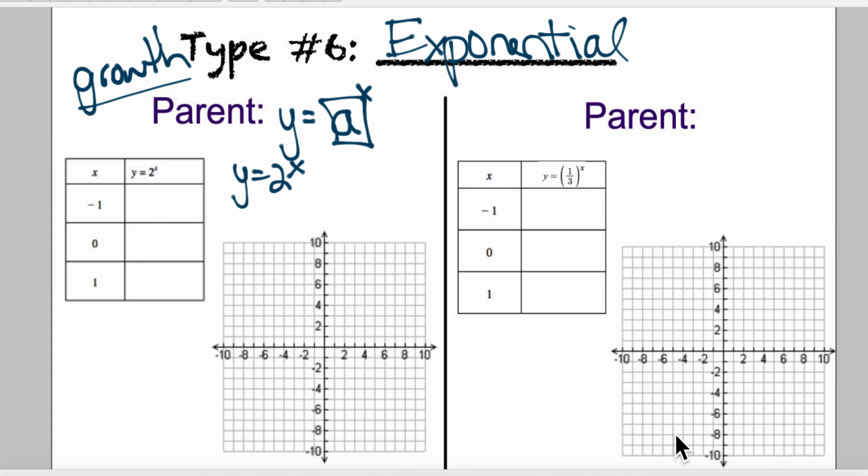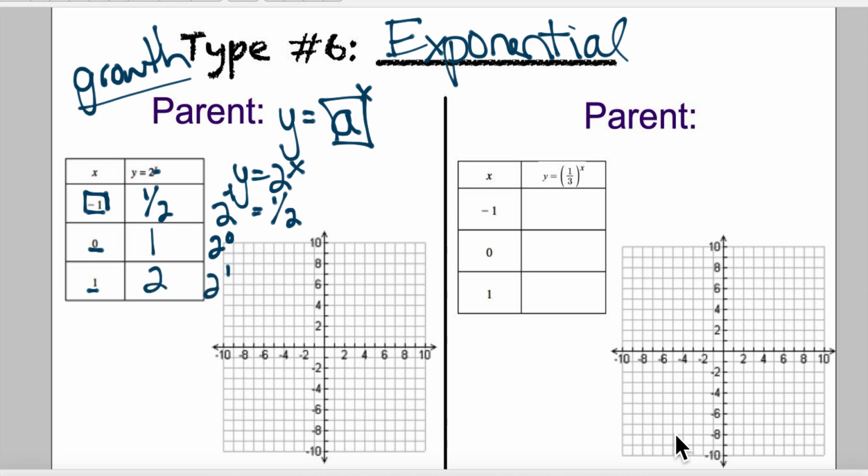So again, if I plugged in negative 1 for x, that would be 2 to the power of negative 1, which is the same thing as 1 over 2. Remember, if it's a negative exponent, we move that base into the denominator. So that's going to give us 1/2. This one over here, if I did 2 to the power of 0, we remember anything to the 0 power is equal to 1, so that one's going to be 1. And 2 to the power of 1 is just 2, right?